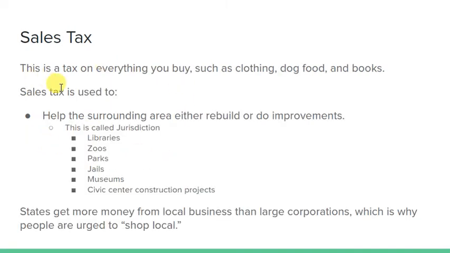Sales tax. Sales tax is the tax on everything that you buy, such as clothing, dog food, and books. So sales tax is mostly used a lot in states, and they use it to assist the surrounding area to rebuild or improve. So this process right here is called gentrification. So, for example, I live in Mesa, Arizona, and over by Mesa Community College, that surrounding area has gone through a huge improvement.